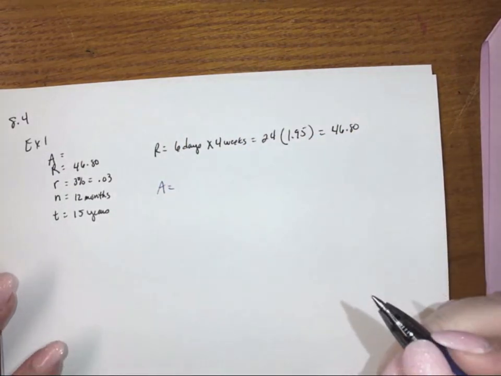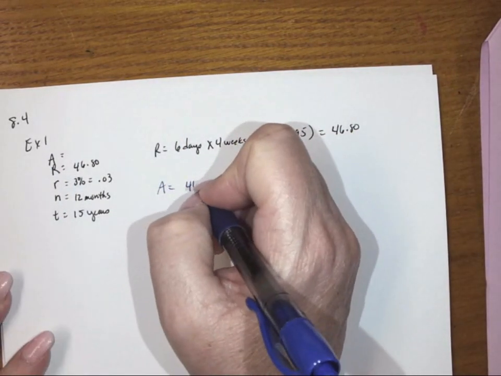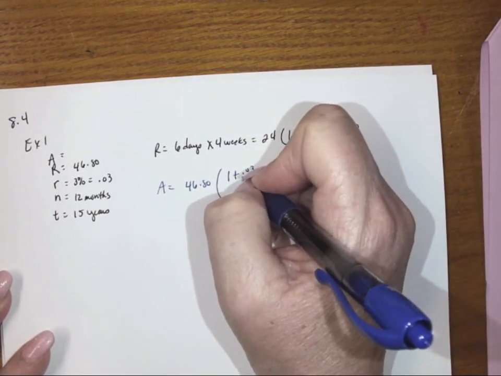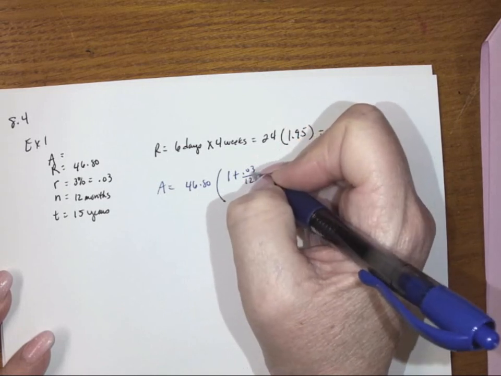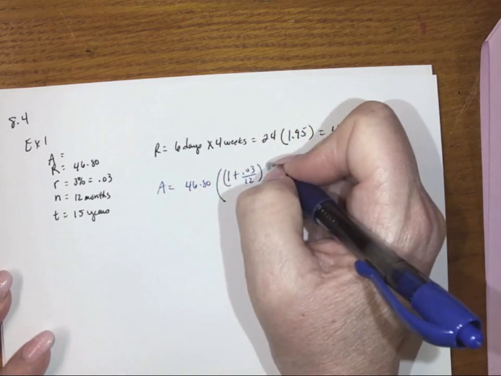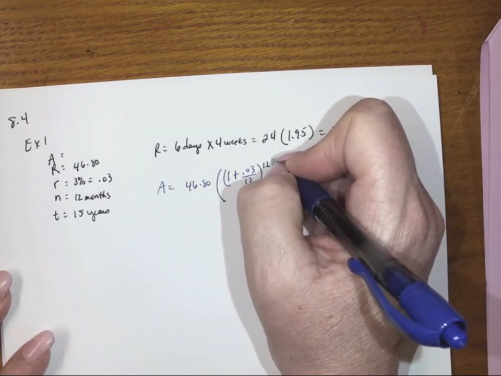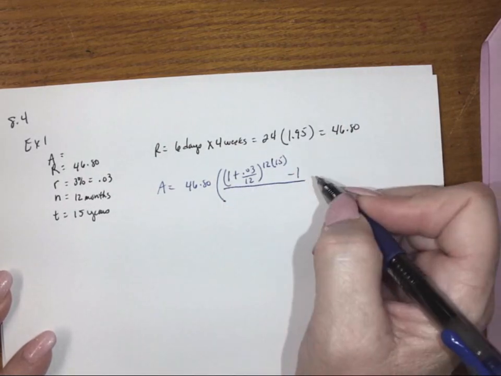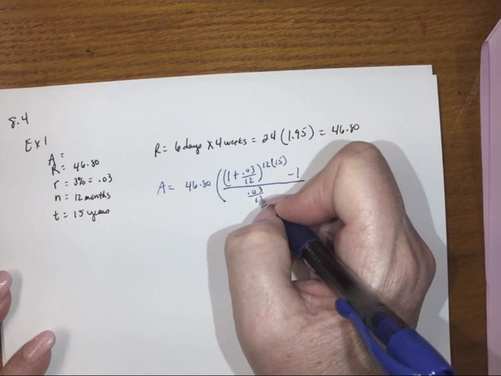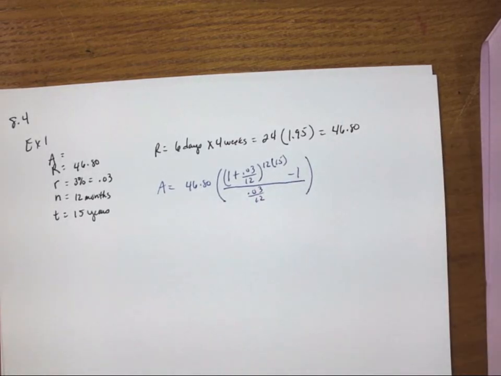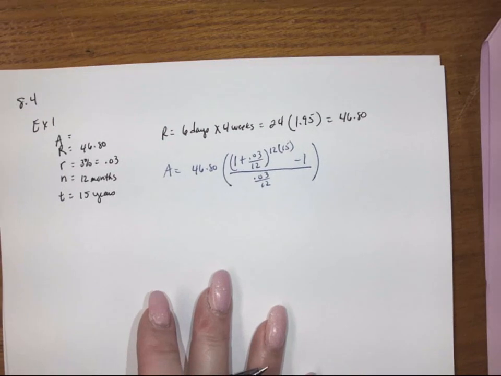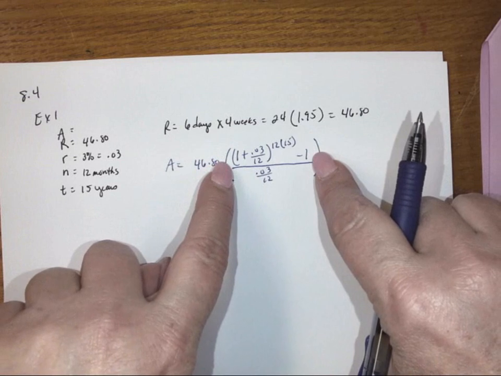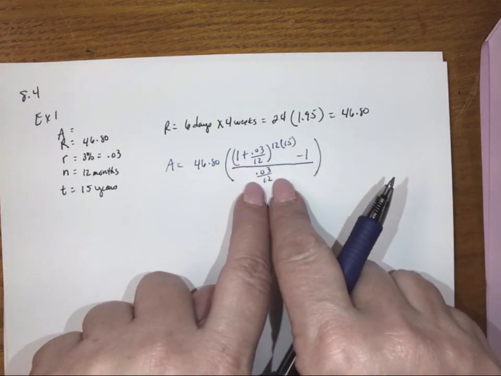So our A is going to be equal to that payment of $46.80 times 1 plus 0.03 divided by 12, all of that raised to the 12, which is our N times our T, minus 1, all over 0.03 over 12. Now the hardest part in this is figuring out how to put it in your calculator. Make sure that you parenthesize this entire top and you parenthesize the bottom.